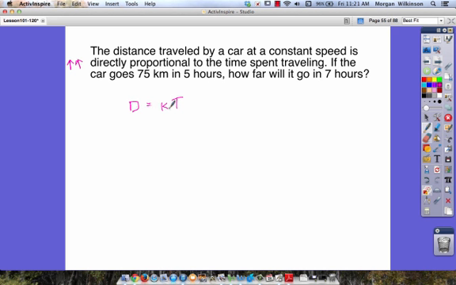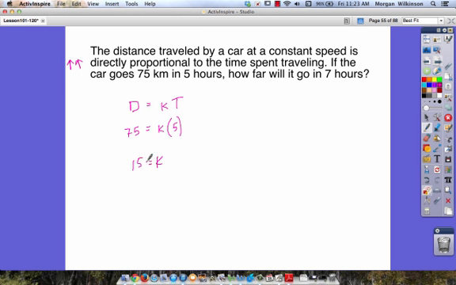Now let's solve for this one. The car goes 75 kilometers. 75 is our distance, equals K times our time, 5 hours. We can easily figure out what our constant K must equal. K must equal 15.